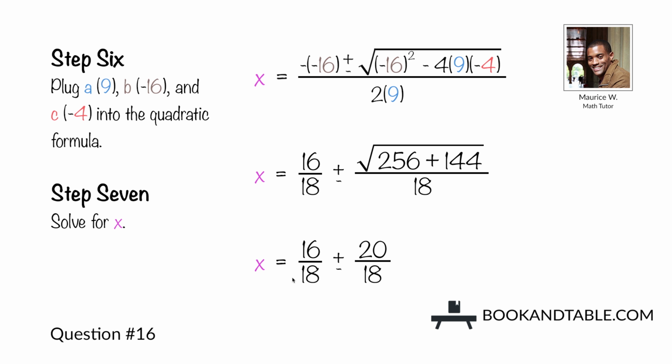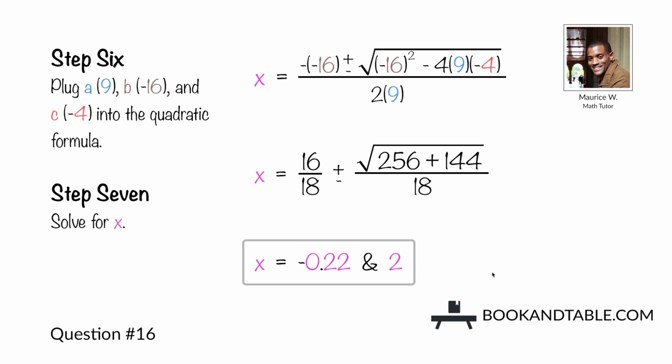So x has two potential values, 16 over 18 minus 20 over 18, which is negative 4 over 18. And 16 over 18 plus 20 over 18 would give you 36 over 18. This first value becomes negative 2 over 9, which is negative 0.22. And 36 divided by 18 is equal to 2. So x is equal to negative 0.22 and positive 2.